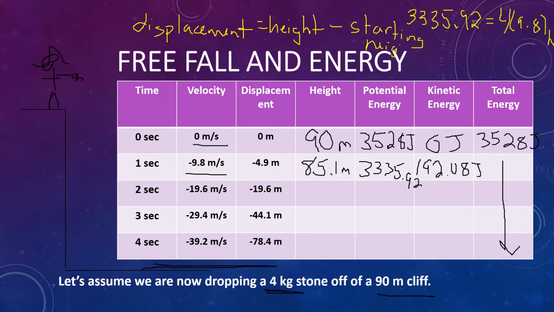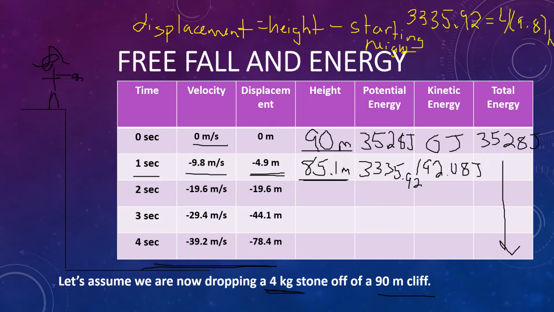So what do I mean by that? So let's look at it in this question for 1 second. If I am at 85.1, and I started at 90, what is 85.1 minus 90? Negative 4.9. Or another way of thinking about it is that I started at 90 and then I went negative 4.9 and ended up at 85.1. It's really important that you understand how height and displacement are connected.